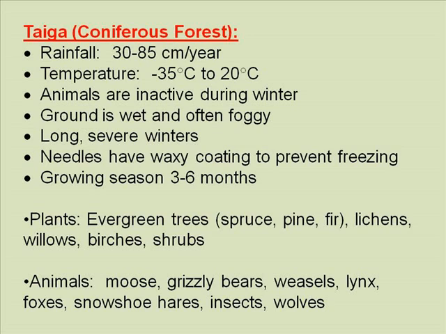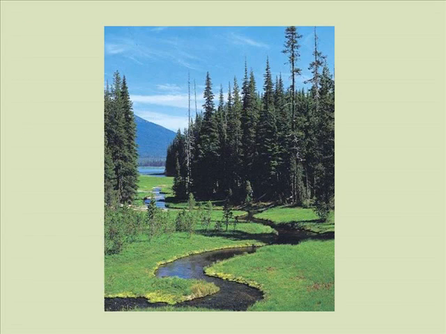Your ground here is wet and often very foggy. Your growing season lasts anywhere between 3 and 6 months, usually on the shorter end of that. The rest of the year is going to be winter, and it's going to be a very harsh winter. So most of your animals are going to be inactive, they're going to be hibernating, and thank goodness your trees have those needles. The waxy coating on the needles helps to prevent freezing, but the shape of the needles also helps snow slide off of the tree to prevent the branches from breaking. Here is a picture of a coniferous forest biome, again also called the taiga.